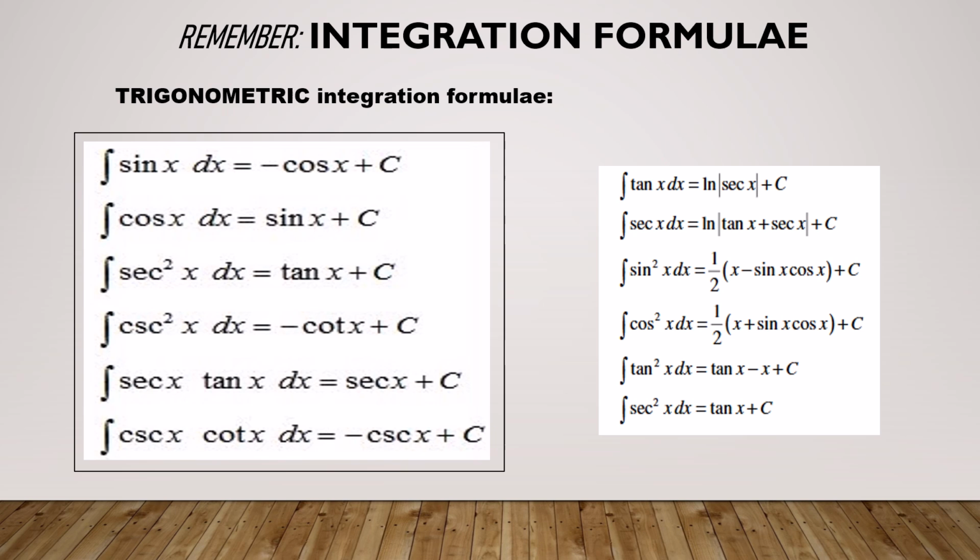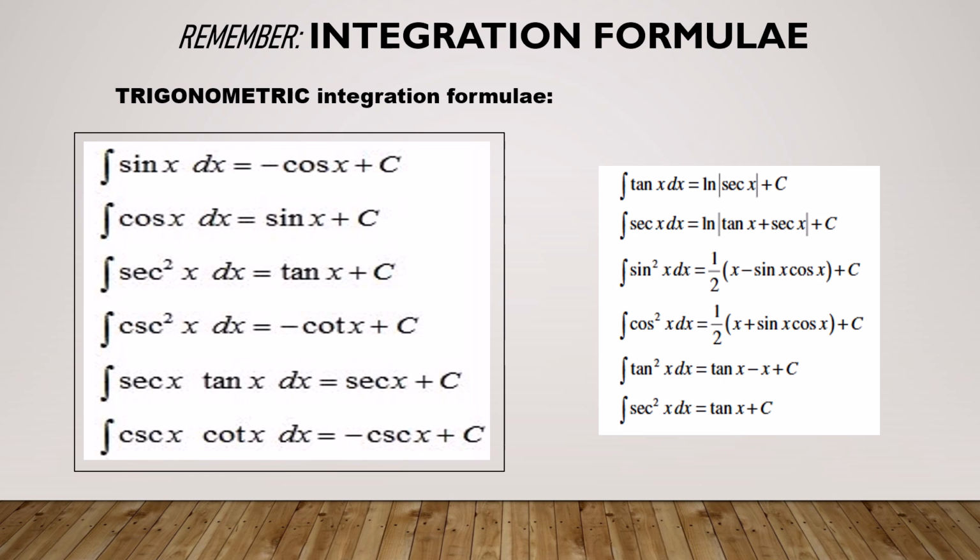Integral of sin x dx is minus cos x plus c. Integral of cos x dx is sin x plus c. I think this can be very clear because you know that the derivative of sine is cos and the derivative of cos is minus sine. So integration will give you the reverse process.